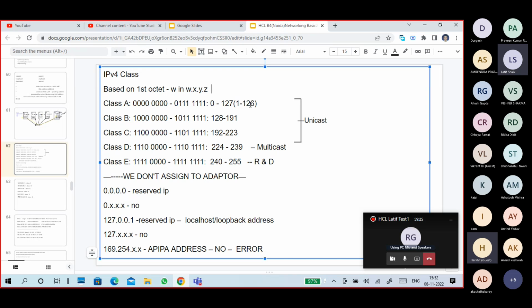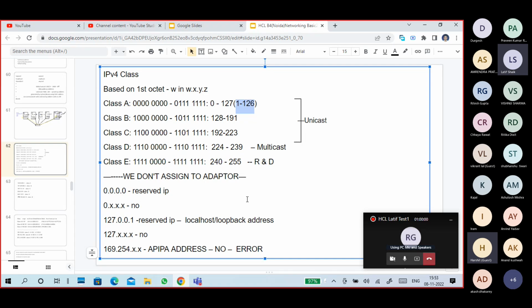That's why it is written 0 to 127, and in brackets 1 to 126. Some people say it is 1 to 126 only, but the original range is 0 to 127, and of course the usable range is 1 to 126, because the 0 series is reserved and 127 is also reserved. 127.0.0.1 is a reserved IP address.